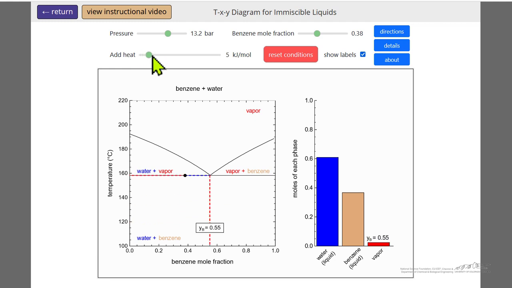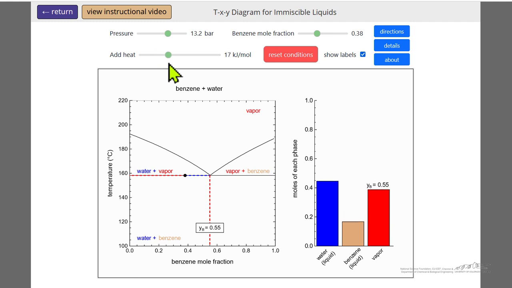And this is the one temperature for this pressure where 3 phases coexist: liquid water, liquid benzene, and a vapor that contains both. This is the mole fraction, 0.55, of benzene in the vapor phase, corresponding to this red line. If we're anywhere on this temperature line, the vapor that's present has this mole fraction of 0.55. As I add heat now, the temperature doesn't change, but we get more vapor and less liquid.